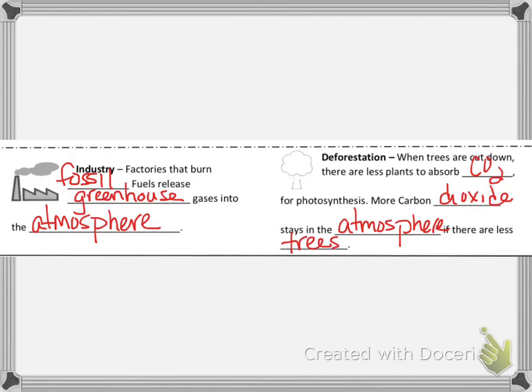So, another flashback talking about photosynthesis. It takes water, sunlight, and carbon dioxide to produce oxygen and glucose. And so if there are fewer trees to absorb that carbon dioxide, then more of it is going to stay in the atmosphere. And not only that, if there are fewer trees, that also means less oxygen is being produced.